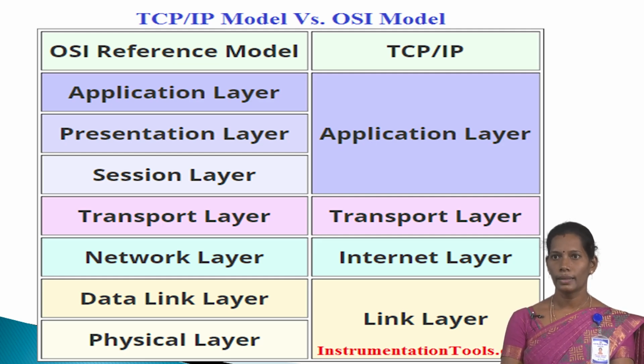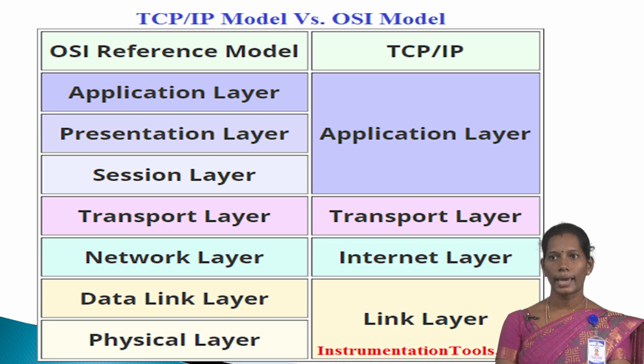ICMP can send the message only to the source, but not to the intermediate routers, because the IP datagram carries the address of the source and destination, but not of the router that it is passed to.